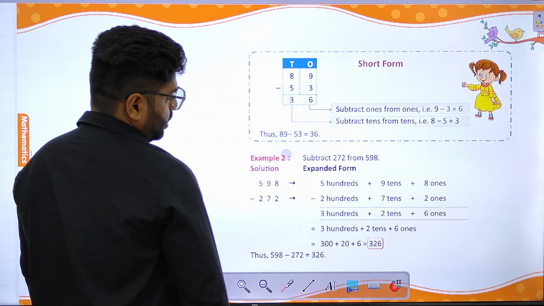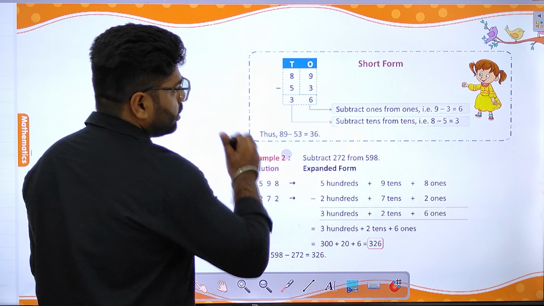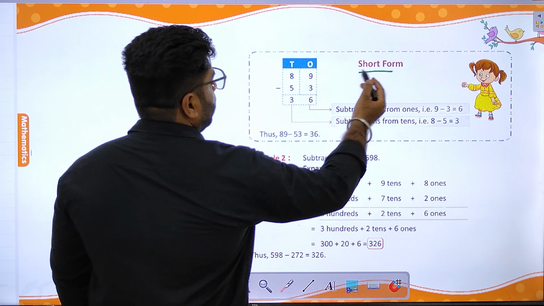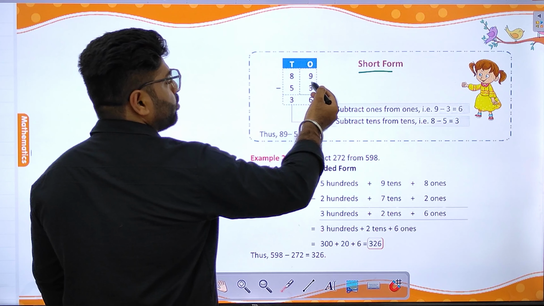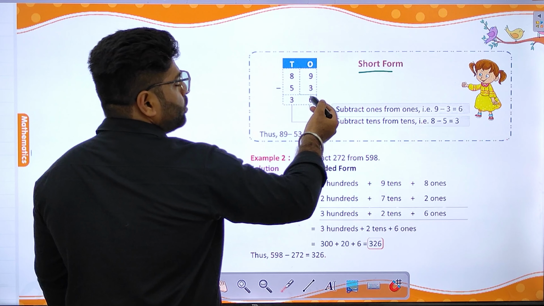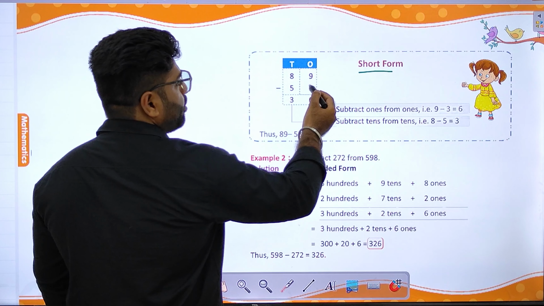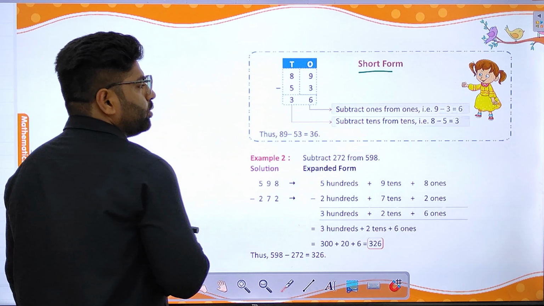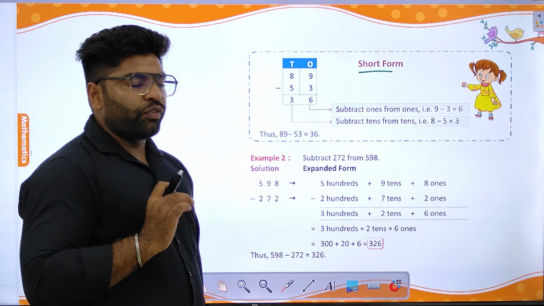Okay. Next, come to the next part, that is short form. We have to simply subtract the lower number from the higher number. This is 9 minus 3 is 6 and 8 minus 5 is 3. So we have to do this subtraction in the short form.